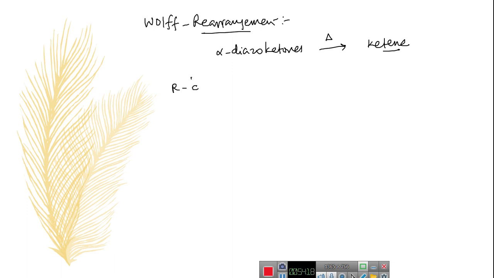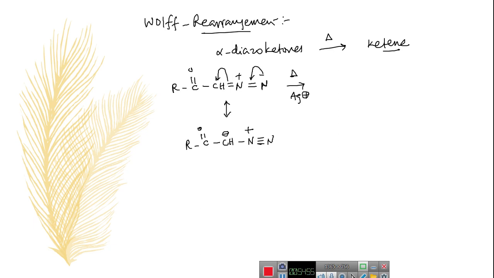For example, this is an alpha diazo ketone. Alpha diazo ketone under thermal conditions or in the presence of silver salt, generally has another resonating structure where it has a good leaving group. There is nitrogen, so the loss of this nitrogen gas produces a divalent species with 6 electrons, that is acyl carbene. Acyl carbene. So this acyl carbene undergoes rearrangement, a 1,2 rearrangement, which gives you ketene.